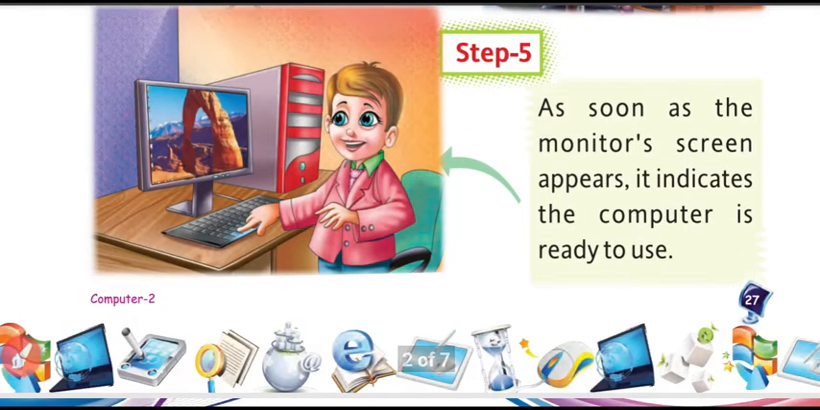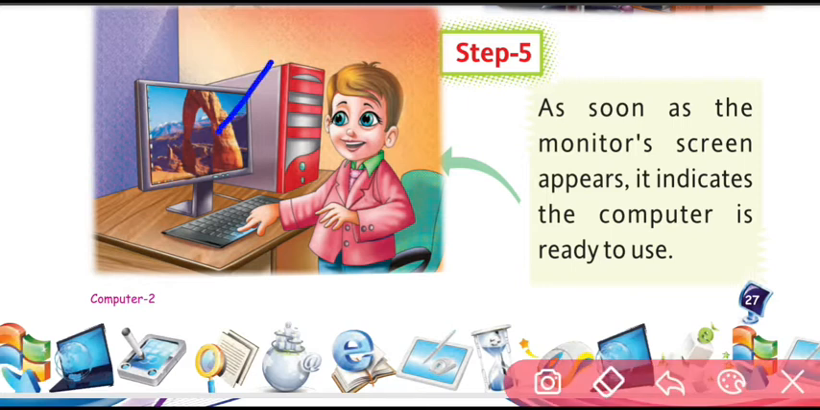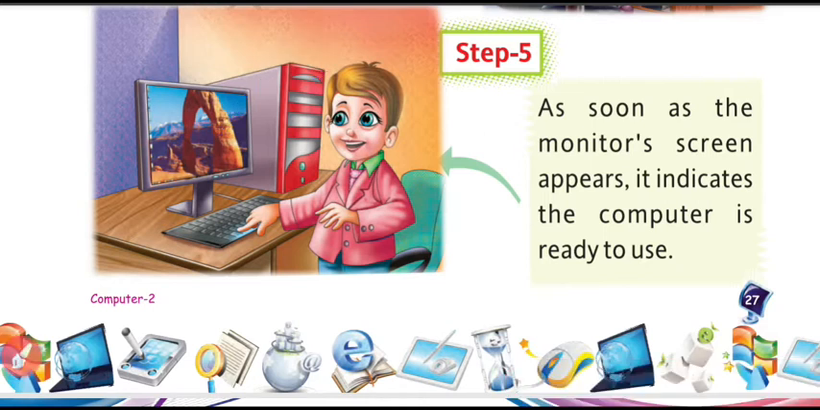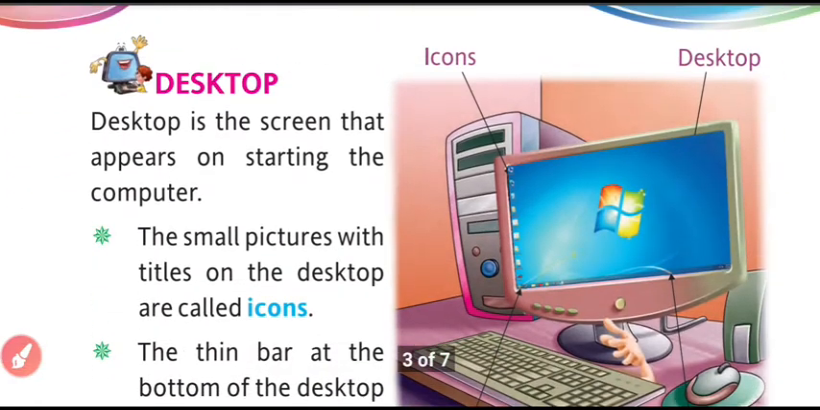Fifth step, as soon as the monitor screen appears, it indicates the computer is ready to use. You can understand the desktop is shown, ready for use. We already learned: power switch on, UPS on, CPU on, monitor on. After that, we can see the desktop picture, which shows it is ready for use.